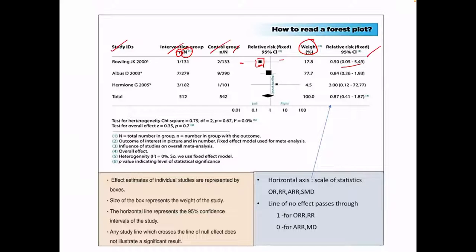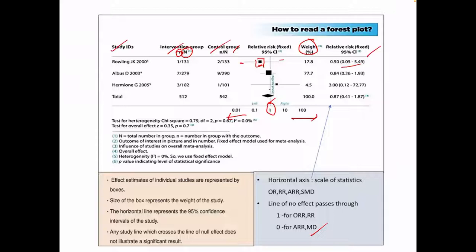And the central line is the line of no effect. It is one for ratios, meaning the OR and RR will have one, whereas the absolute risk reduction and the mean difference will have zero as the line of no effect. Now you can decide which side is the one which favors treatment or the experiment. And from here, you find out the final take-home message through this diamond.